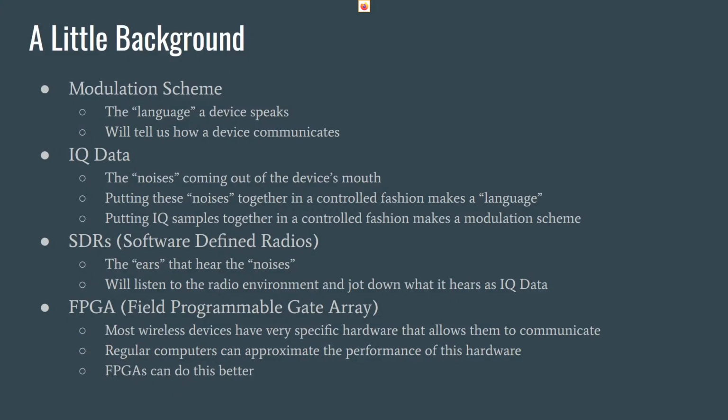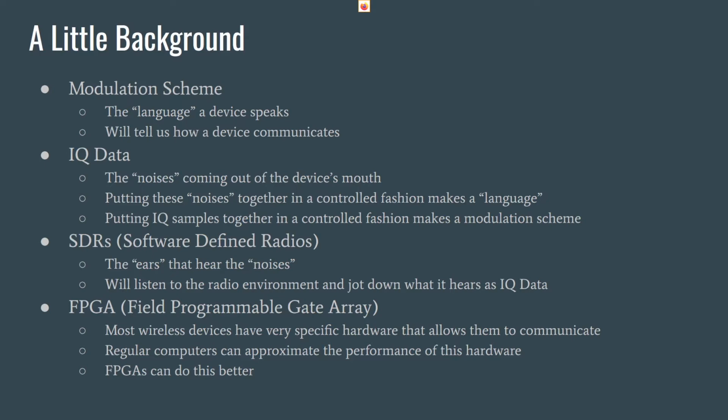A little background. Here I will explain a few terms that will be used throughout this presentation. Modulation scheme. This is the language that the device speaks. This will tell us how a device communicates. IQ data. These are the noises coming out of the device's mouth. Putting these noises together in a controlled fashion makes a language. Putting IQ samples together in a controlled fashion makes a modulation scheme.